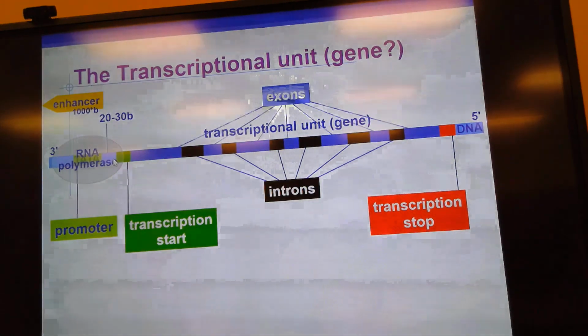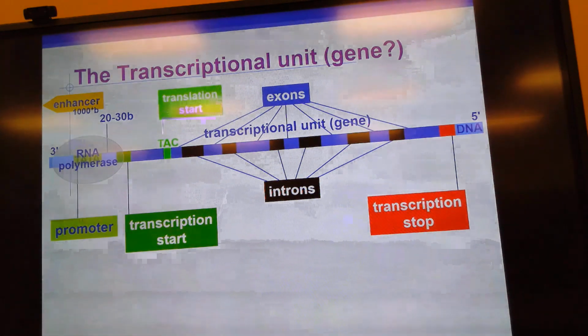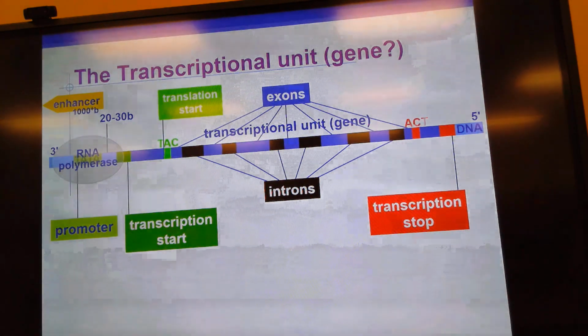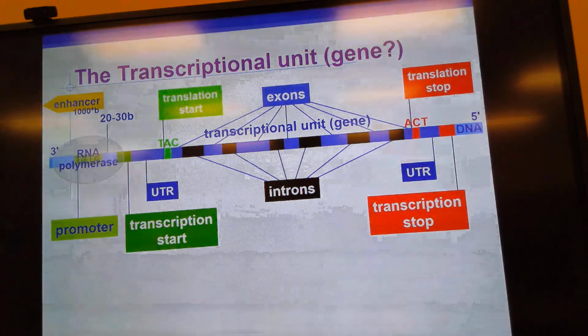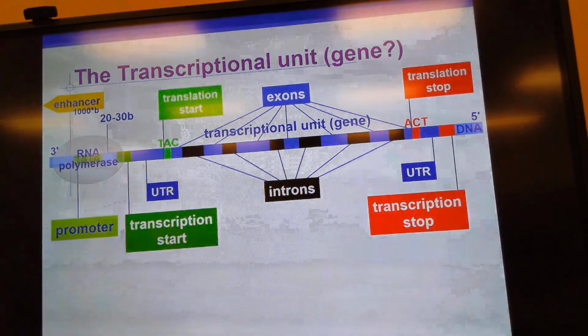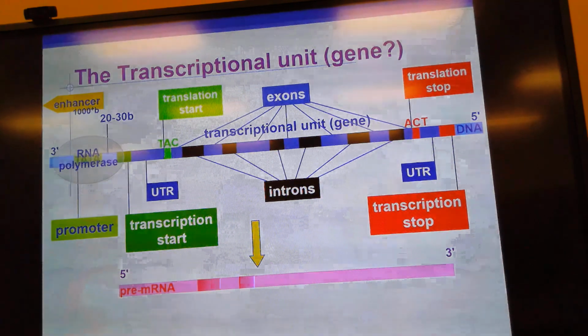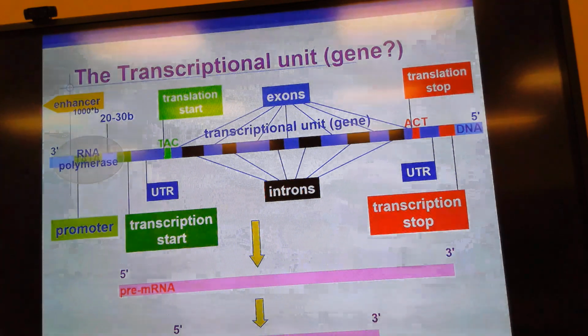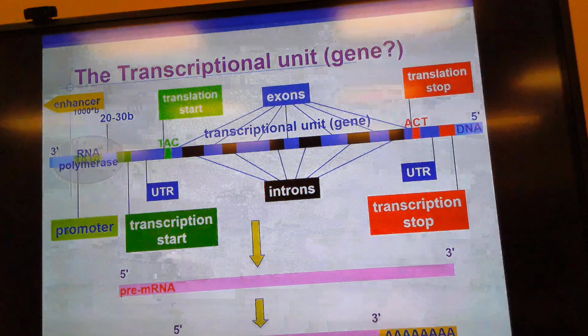We excise all of our introns. So there's our translational start, our translational stop. You have your UTR sections, which are your untranscribed regions. We have our pre-mRNA. We take out all of those introns. We have a mature mRNA. We put our GTP cap and our poly A tail. It's ready to go.